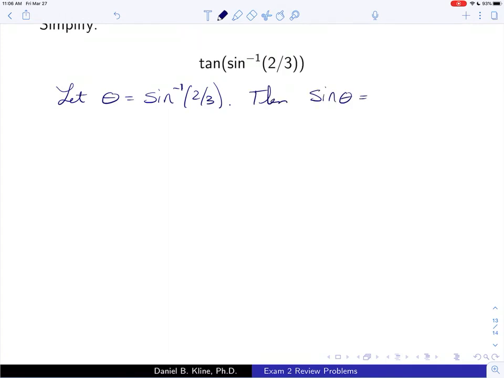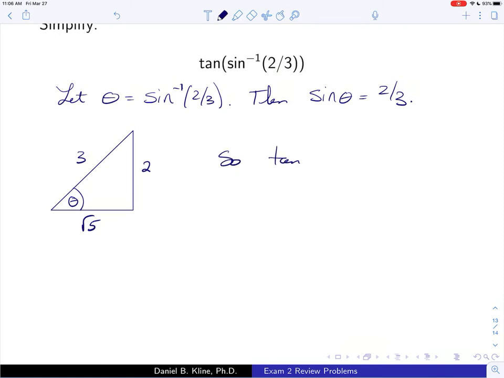Sine theta is 2/3. And now the point is you can draw a nice lovely triangle. And so let's do that. Here's my theta. If sine of theta is 2/3, then I know sine theta is opposite over hypotenuse. So the opposite of theta is 2. The hypotenuse is 3. Let's think about the Pythagorean theorem. So the hypotenuse squared is going to be 9. I've got 4, so I'm going to need to pick up 5. So root 5 is what goes there.